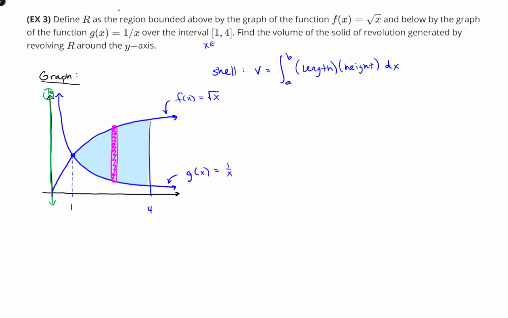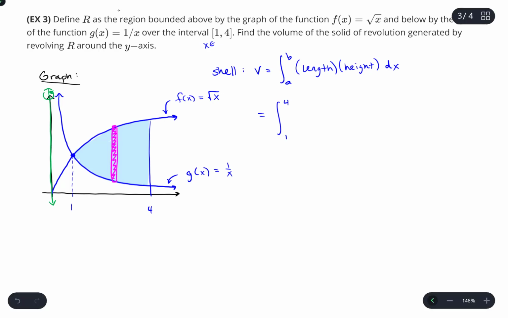Okay, so the endpoints of integration are in terms of x, and I think it's easy enough to see we would go from 1 to 4, so no problems there. The length of each shell is made by rotating this rectangle around the axis, which forms a circle, so we need the circumference of that circle.